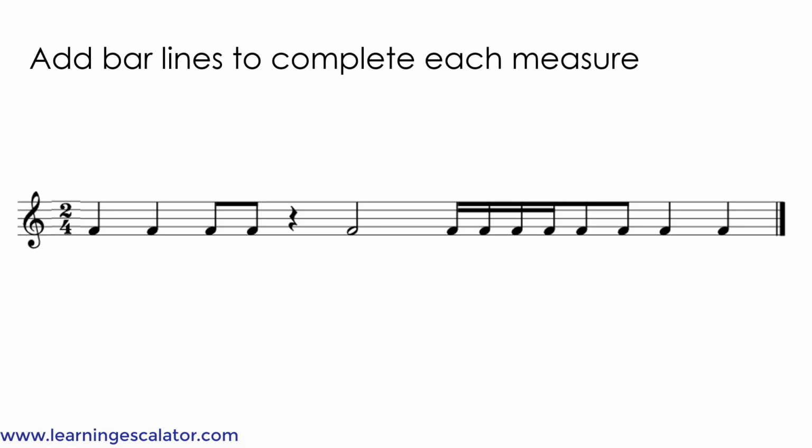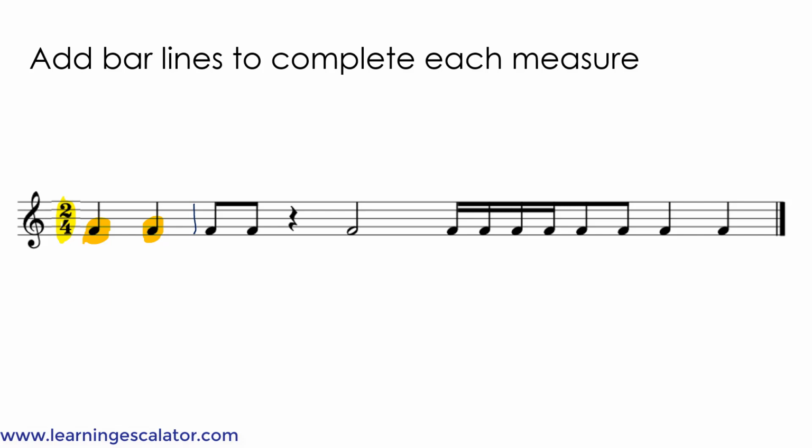Problems. Add bar lines to complete each measure. So the time signature is 2/4, which means that there are 2 quarter notes in each measure. So if we draw the lines and count, there is 1 quarter note and 2 quarter notes, so there needs to be a bar line here.